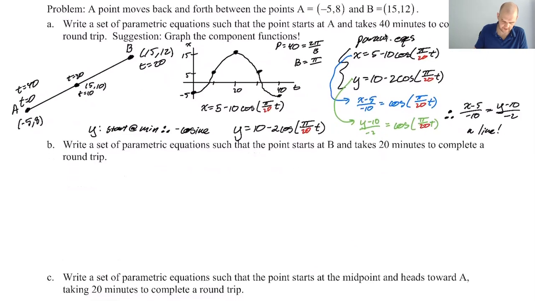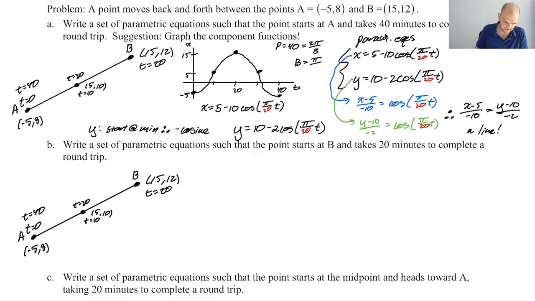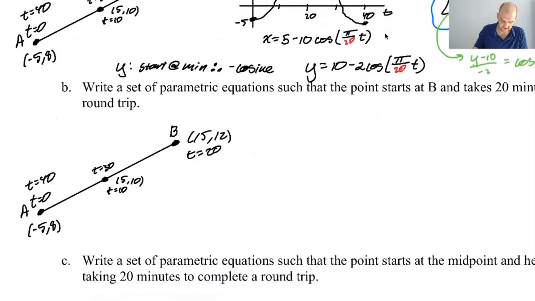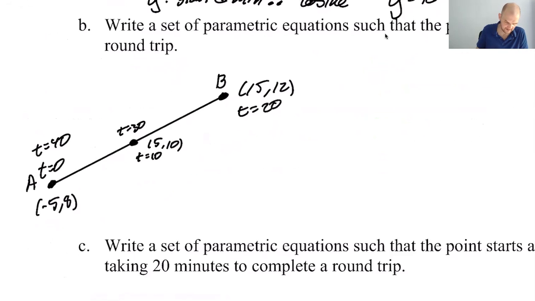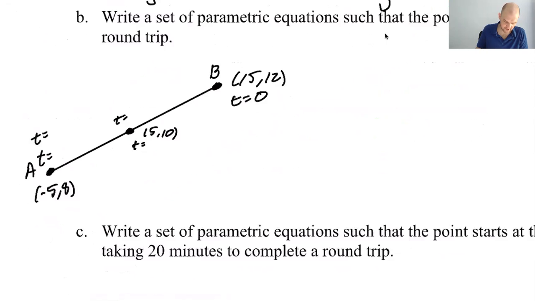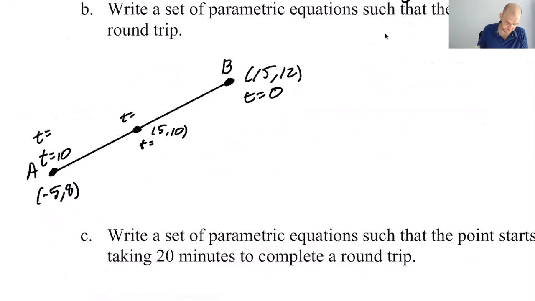All right, we're at a set of parametric equations. Start at B, take 20 minutes. So if you'll indulge me, I'm just going to copy this figure and use it again. And I have to erase some stuff because now it doesn't take 40 minutes, it takes just 20. And actually, I think I may have answered this question last time accidentally. So we're starting at B, so this will be t equals 0. And then it's a 20-minute round trip, so we're going to get here at t equals 10.